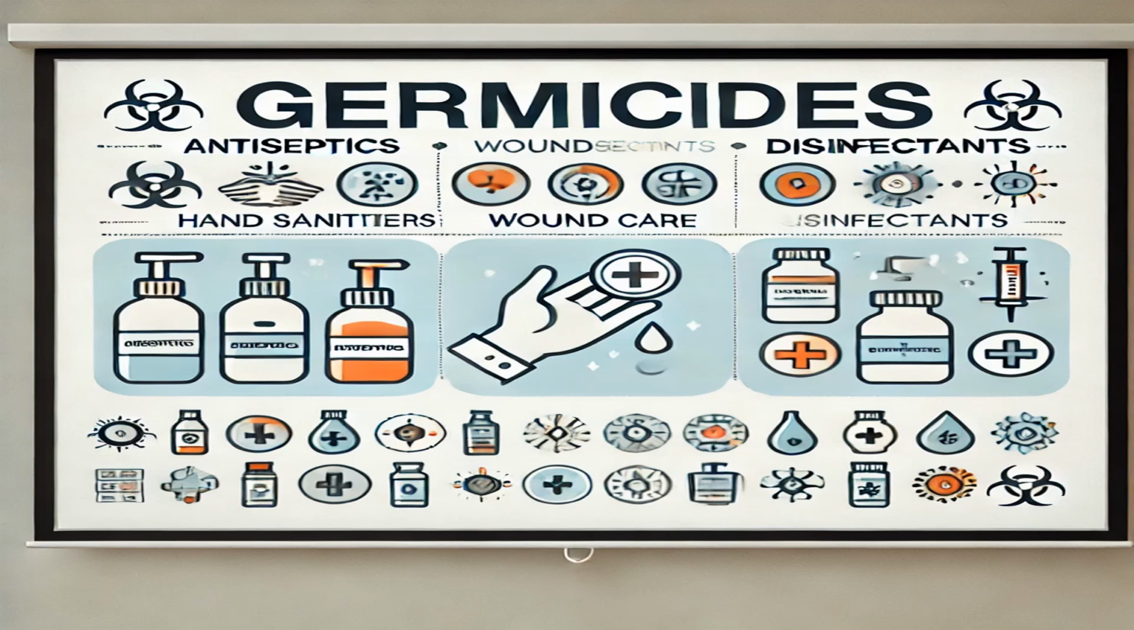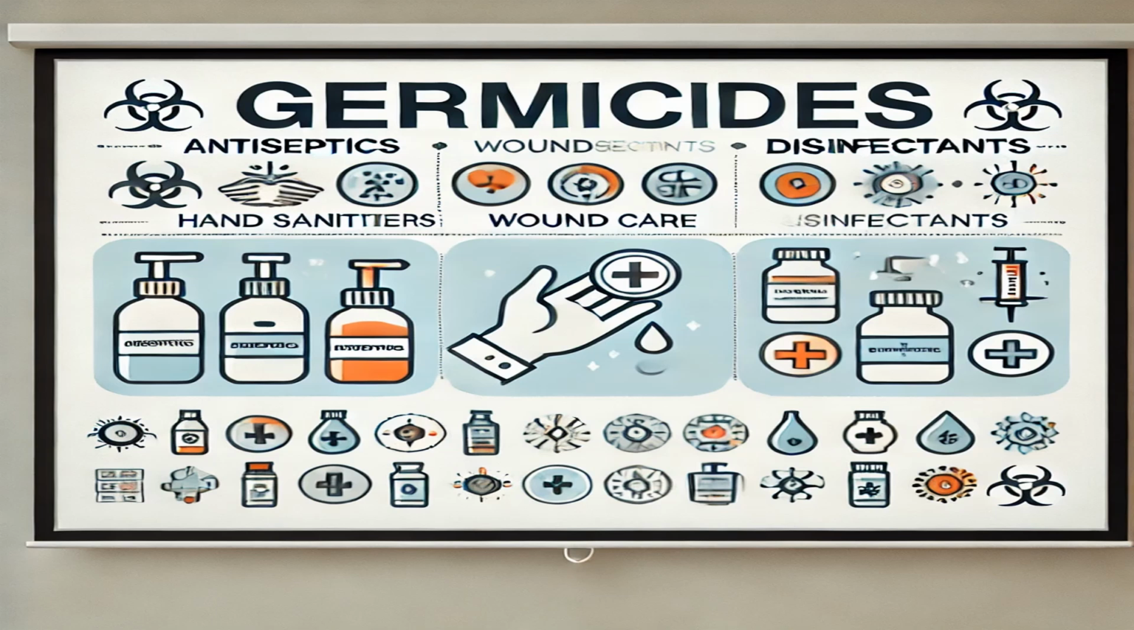So one of the things that people were being encouraged to do was to observe good hand hygiene through the use of soap and water. And if those two were unavailable, hand sanitizers became very, very important. So hand sanitizers contain germicides. Then when it comes to wound care, sometimes you also use germicides. An example is povidone iodine.